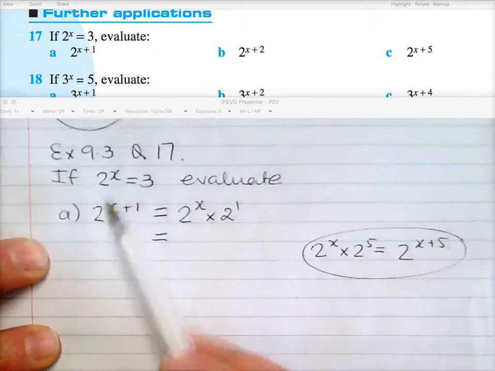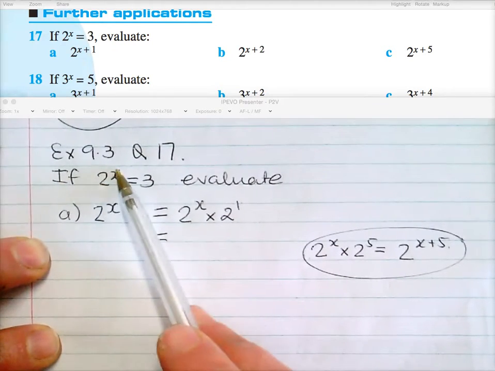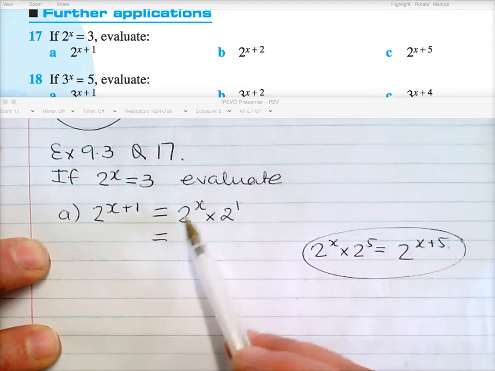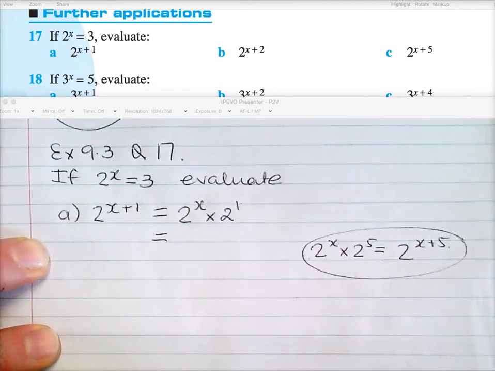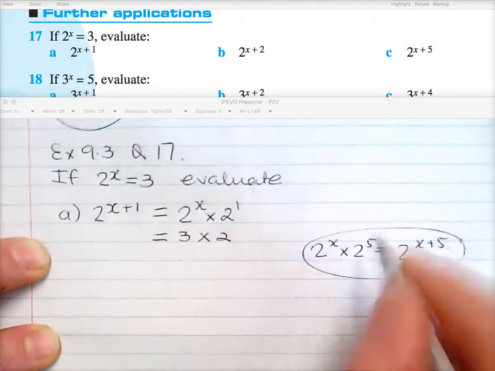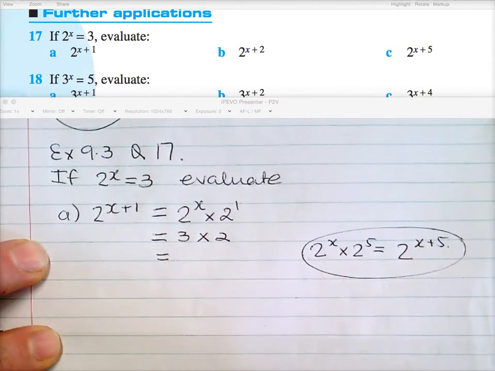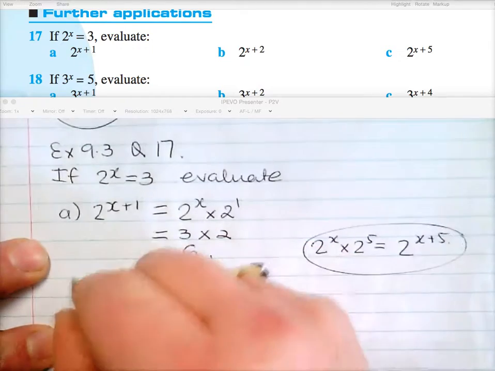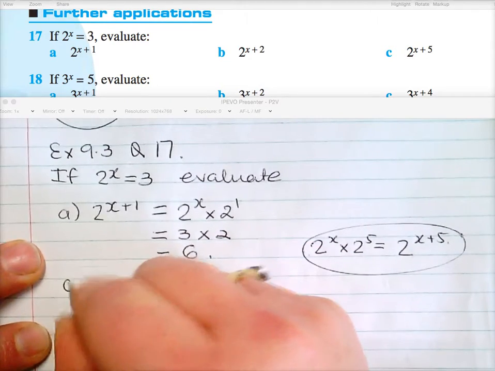So girls, the substitution is, if 2 to the power of x equals 3, what do I replace this 2 to the power of x with? 3, times 2 to the power of 1, which is just 2. What's 3 times 2? 6. All right. And I'll just do part C.